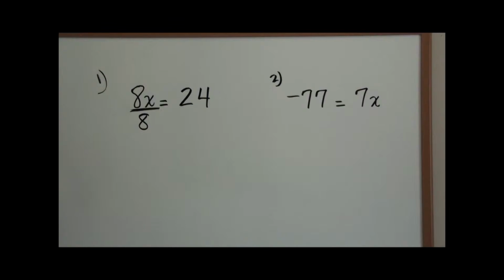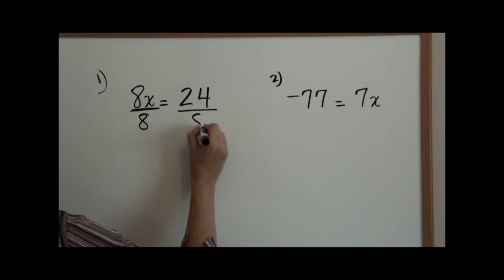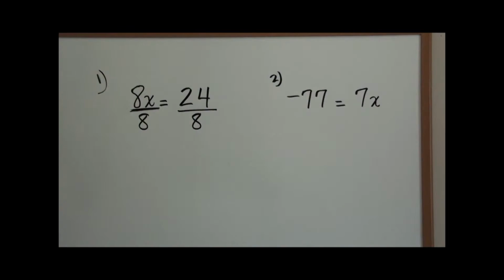And I draw my fraction bar to show division, and I divide by 8. But if I do that on the left side, I have to also divide the right side by 8. 8x divided by 8 gives me 1x. 24 divided by 8 gives me 3. My solution is x equals 3.